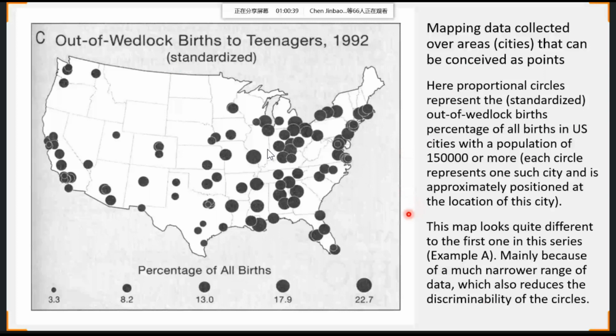This map looks quite different to the first one in this series, example A, mainly because of a much narrower range of data, which also reduces the discriminability of the circles. So the problem you see is that the circles are too similar in size. So obviously the difference is not that big between different cities. If you compare the largest one with the smallest ones, you clearly see a difference, but many circles are of similar size and therefore reflect that there is not such a big difference here.